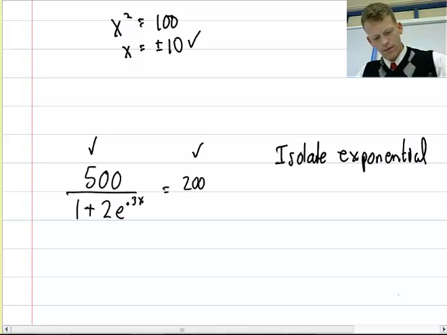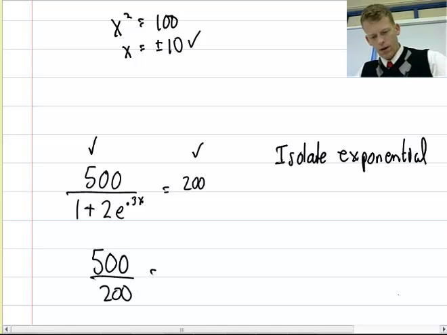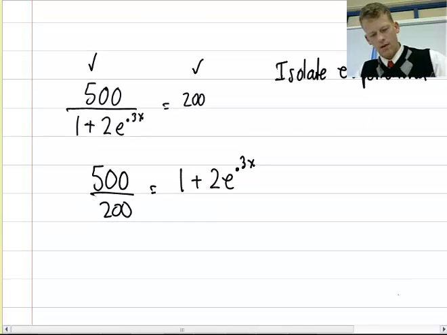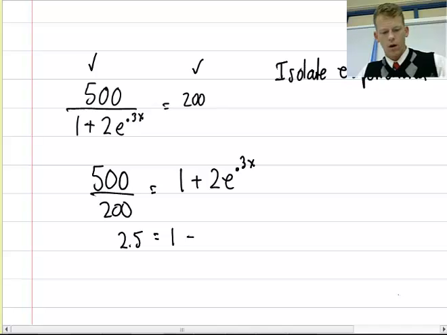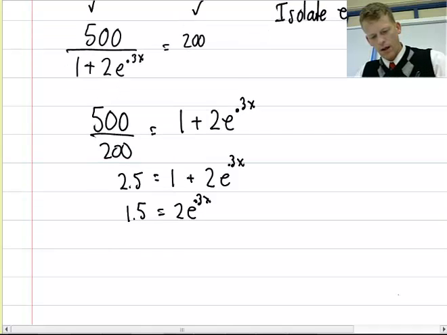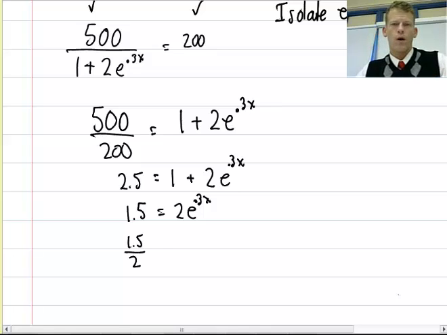So here we go. We're going to cross multiply. So I have 500 over 200 equals 1 plus 2e to the 0.3x. This is going to be 2.5 is equal to 1 plus 2e to the 0.3x. I'm going to subtract the 1, so I have 1.5 equals 2e to the 0.3x. Remember, we're trying to isolate e, and we want to get rid of that coefficient, so I'm going to divide both sides by 2. So 1.5 divided by 2 is going to be equal to e to the 0.3x.